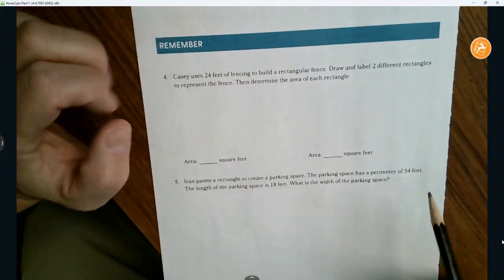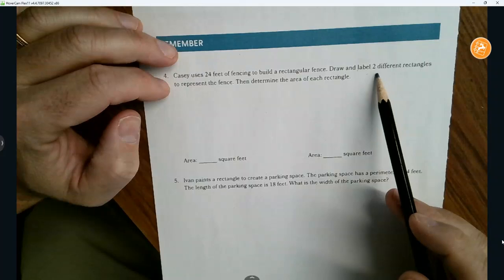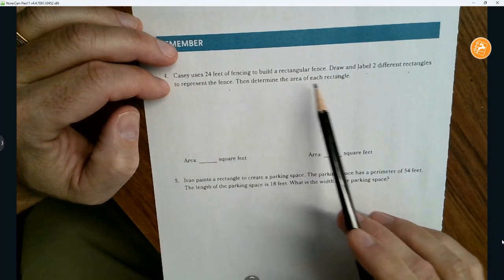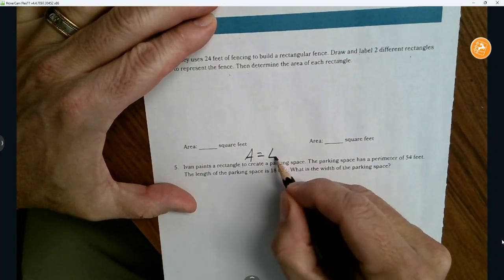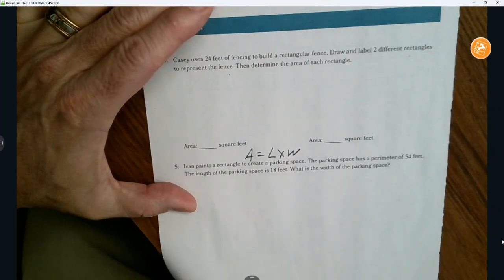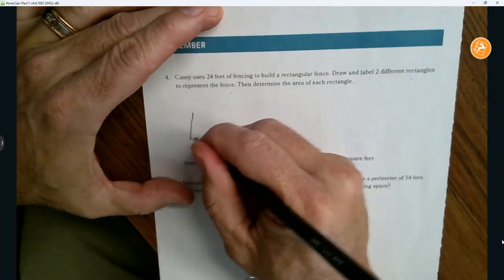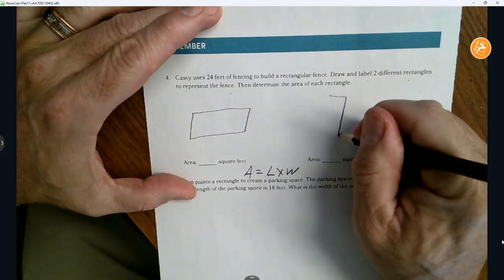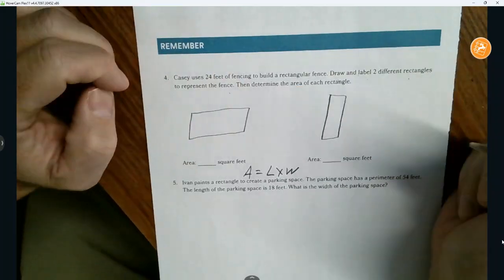On the back, Casey uses 24 feet of fencing to build a rectangular fence. Draw and label 2 different rectangles to represent the fence. Then determine the area of each rectangle. Remember, area equals length times width. So she has 24 feet of fencing. Let's draw a rectangle here. Let's draw another rectangle here.